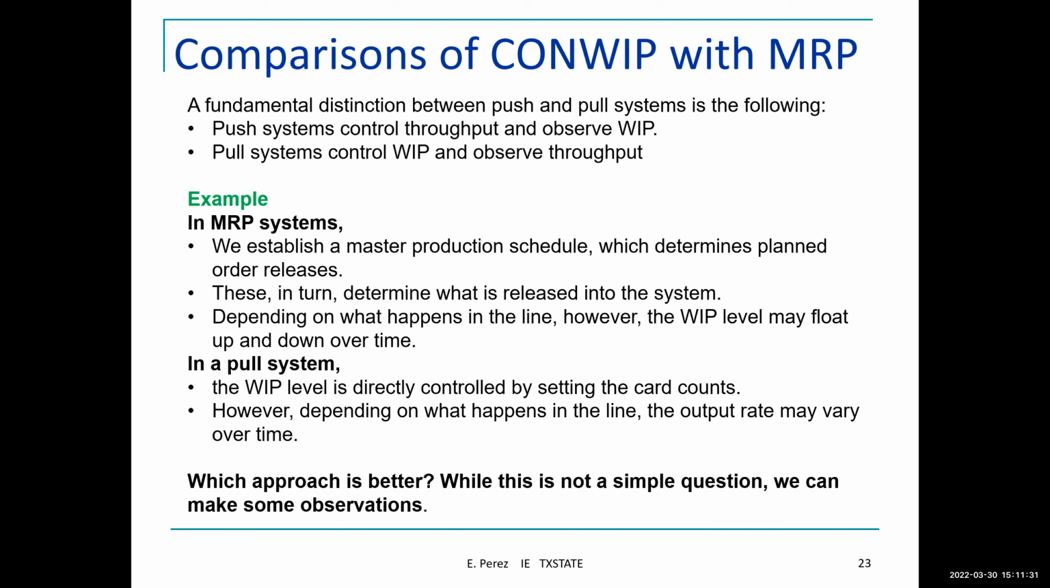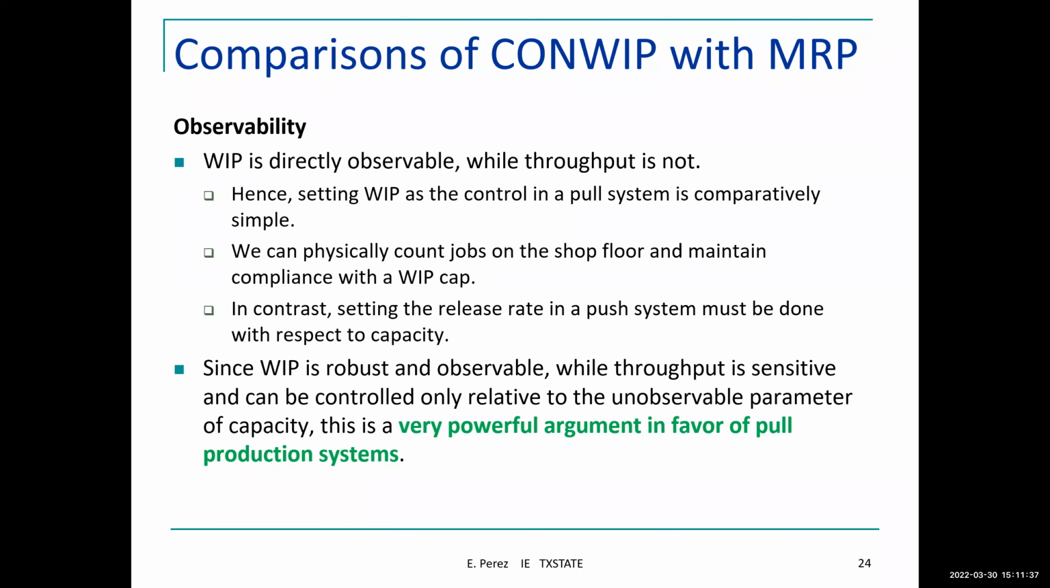Which approach is better? Well, this is not a simple question. We can make some observations. Work-in-process is directly observable, while throughput is not. Hence, setting WIP as a control in a pull system is comparatively simple. We can physically count jobs on the shop floor and maintain compliance with the WIP cap. In contrast, setting the release rate in a push system must be done with respect to capacity. Since WIP is robust and observable, while throughput is sensitive and can be controlled only relative to the observable parameter of capacity, this is a powerful argument in favor of pull systems.